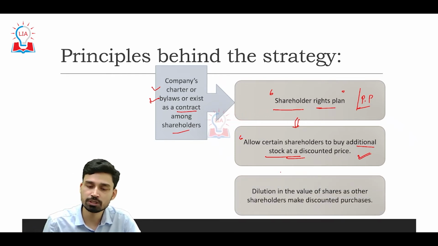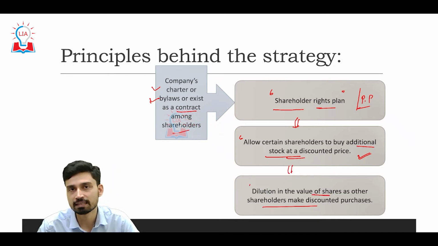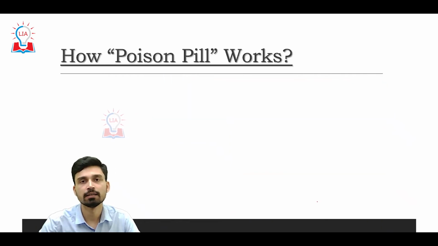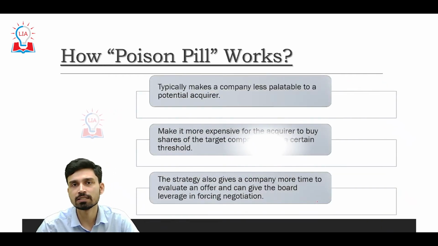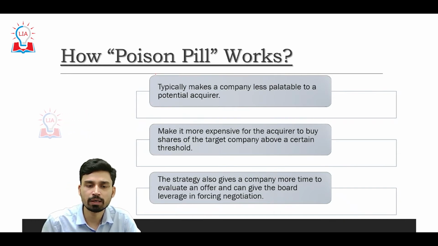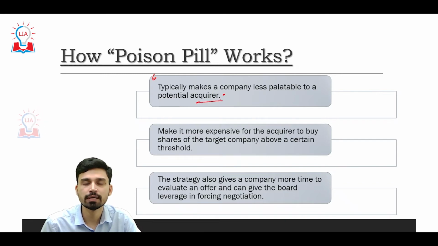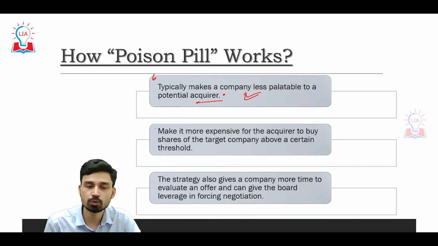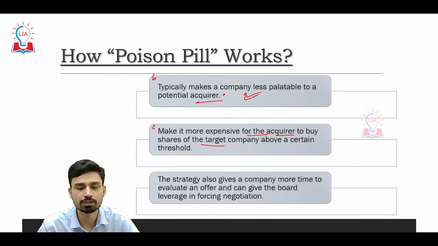while all other shareholders of Twitter can increase their shares and can buy at a very discounted price. And it is for this reason that dilution happens in the value of shares: as other shareholders make discounted purchases and buy shares at very cheap prices, the value of shares starts to dilute and goes down, which decreases the value of the shares of the person who is holding them. So typically, the end result of this whole process is that it makes the company's acquisition much less palatable to whoever the potential acquirer is, and at the same time it makes it more expensive for the acquirer to buy shares of a target company above a certain threshold.